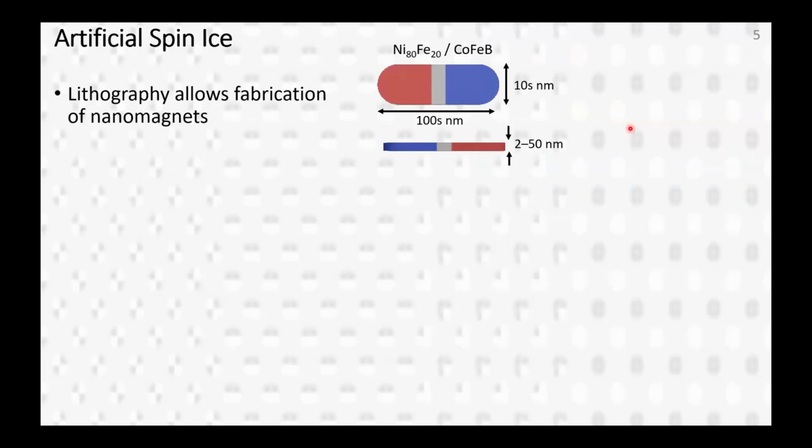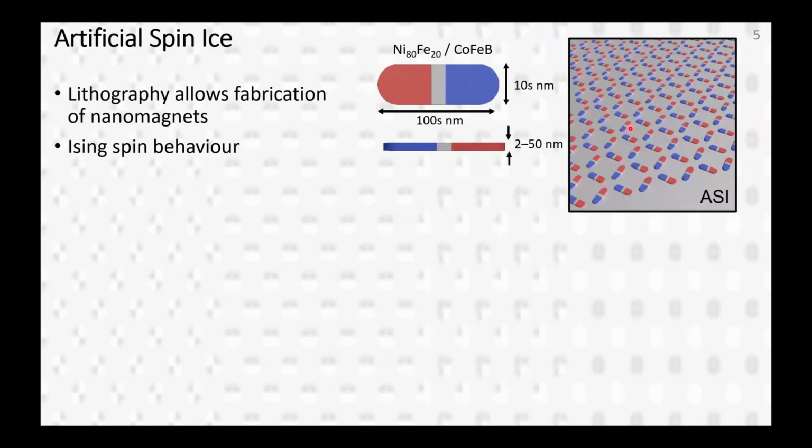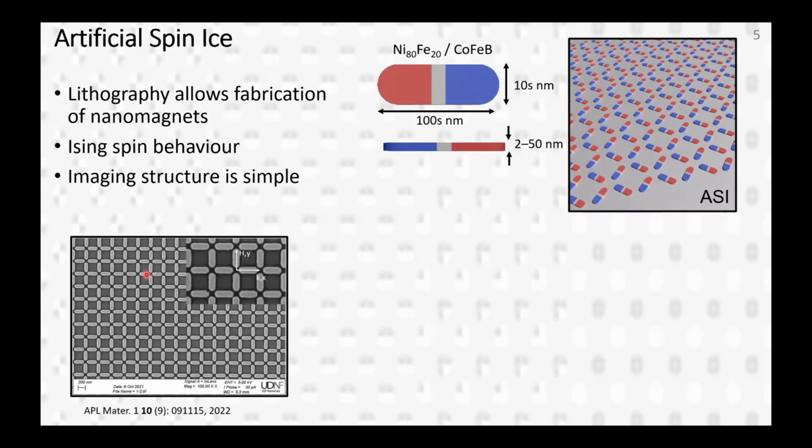Because of lithographic techniques, we can fabricate very small nanomagnets, and these behave like Ising spins, so they can point in one of two directions, and we can treat them as just a single spin. Then we can arrange them in this square lattice, and it obeys similar thermodynamics as the three-dimensional case.